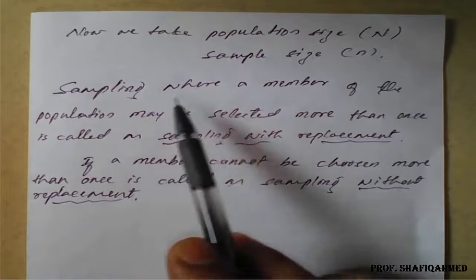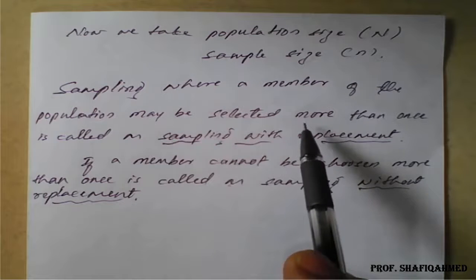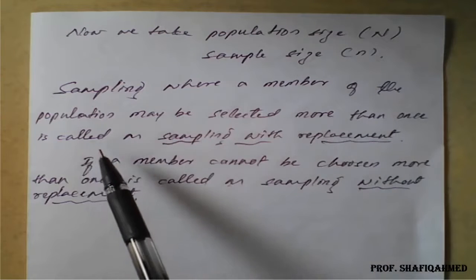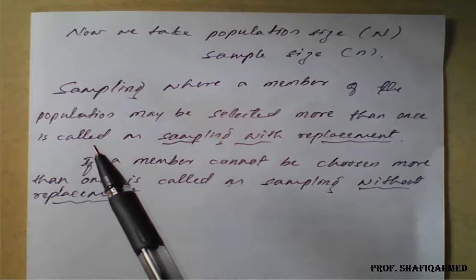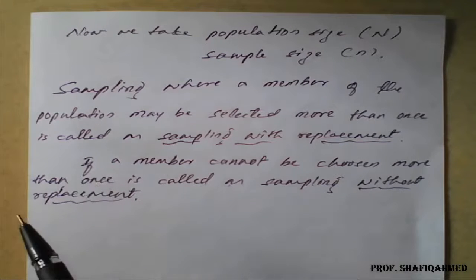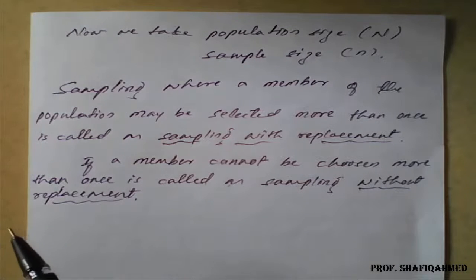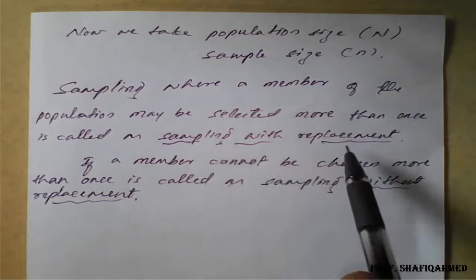Here, sampling where a member of the population may be selected more than once means I have tested one piece of that sweet, and again to confirm that, I use one more test. That is, I'm selecting more than once. That kind of sampling is called sampling with replacement.